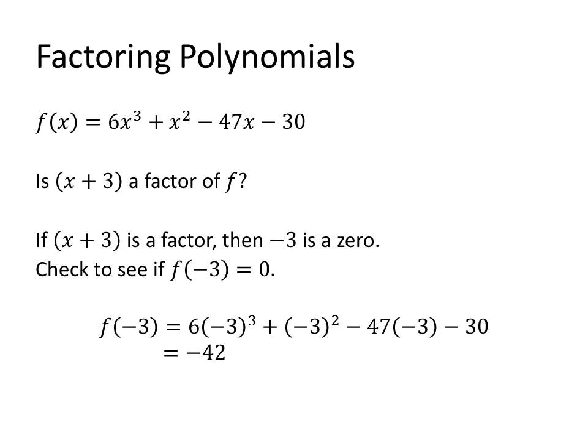So one thing we can do is simply plug in that number, negative 3, into the function. If we plug in negative 3 for x and evaluate, in this case we get the number 42. Since 42 is not 0, that tells us that x plus 3 is not a factor. Although it was an option based on the rational root test, it simply doesn't work.